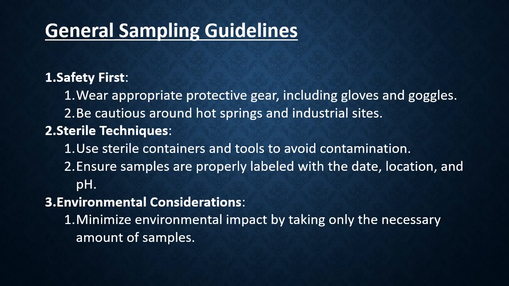Now, what are the general safety guidelines? First, as I already told you, wear appropriate protective gear, including gloves, goggles, and even a mask. Be cautious around hot springs and industrial sites. Use sterile containers and tools to avoid contamination. Ensure that sampling is done properly and labeled properly, with the date, location, and pH mentioned, because you need to proceed accordingly in your lab. Then environmental considerations: minimize environmental impact by taking only necessary amounts of sample. Do not mess up the site.